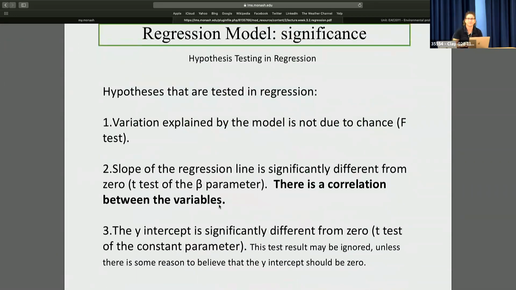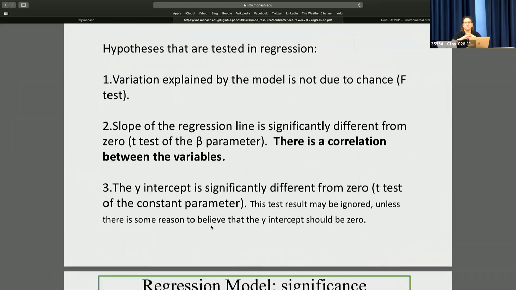So I can test a few things in my regression, and a few hypotheses are tested in a regression model. One is that the variation explained by the model, the one we just talked about, is not due to chance. We're calling that the F test. We'll come to this. I want to know that the slope of the regression is significantly different from 0. So I'm taking the beta parameter, or the B, the slope, and running a t-test on it to know if it's different to 0 or not. This tells me if there's a correlation between the variables.